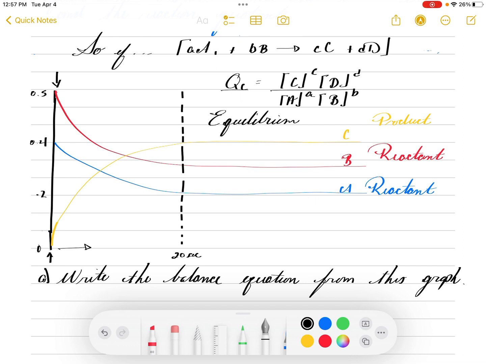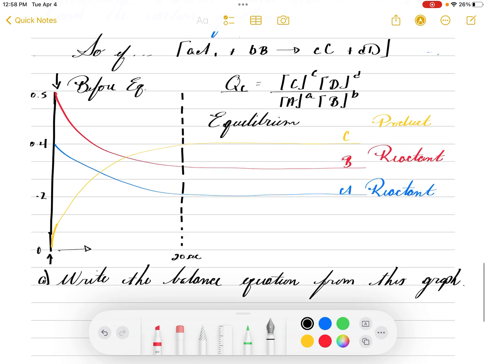Now, all the area to the left of the equilibrium, which I'm going to abbreviate EQ, is before equilibrium. Everything before the equilibrium is before they stabilize. When you are before equilibrium, you write the reaction quotient. Once the reaction has reached equilibrium, then you write the equilibrium constant. You write the equilibrium constant.